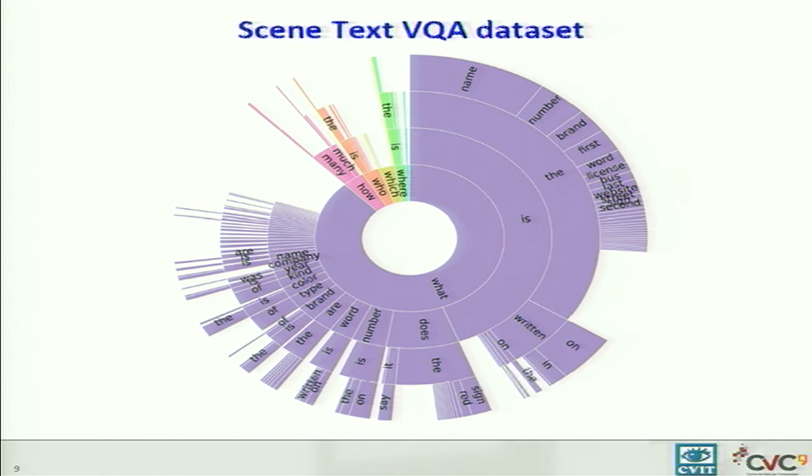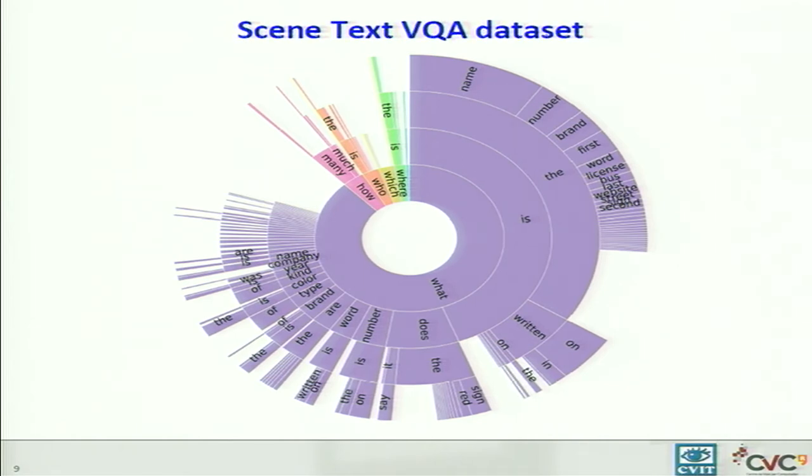The next thing I want to show you are some statistics about the data set to have an idea more or less of what we are talking about. What we can do is to take a look at the diversity in the questions and also the diversity of the answers in the data set. So here what we have is the frequency of appearance of different words in different positions of the questions. In the center of this circle, we can see that in the vast majority of the questions, the first word of the question is what. We also have some questions that start with where, which, who, etc. But the vast majority of the questions start with what.